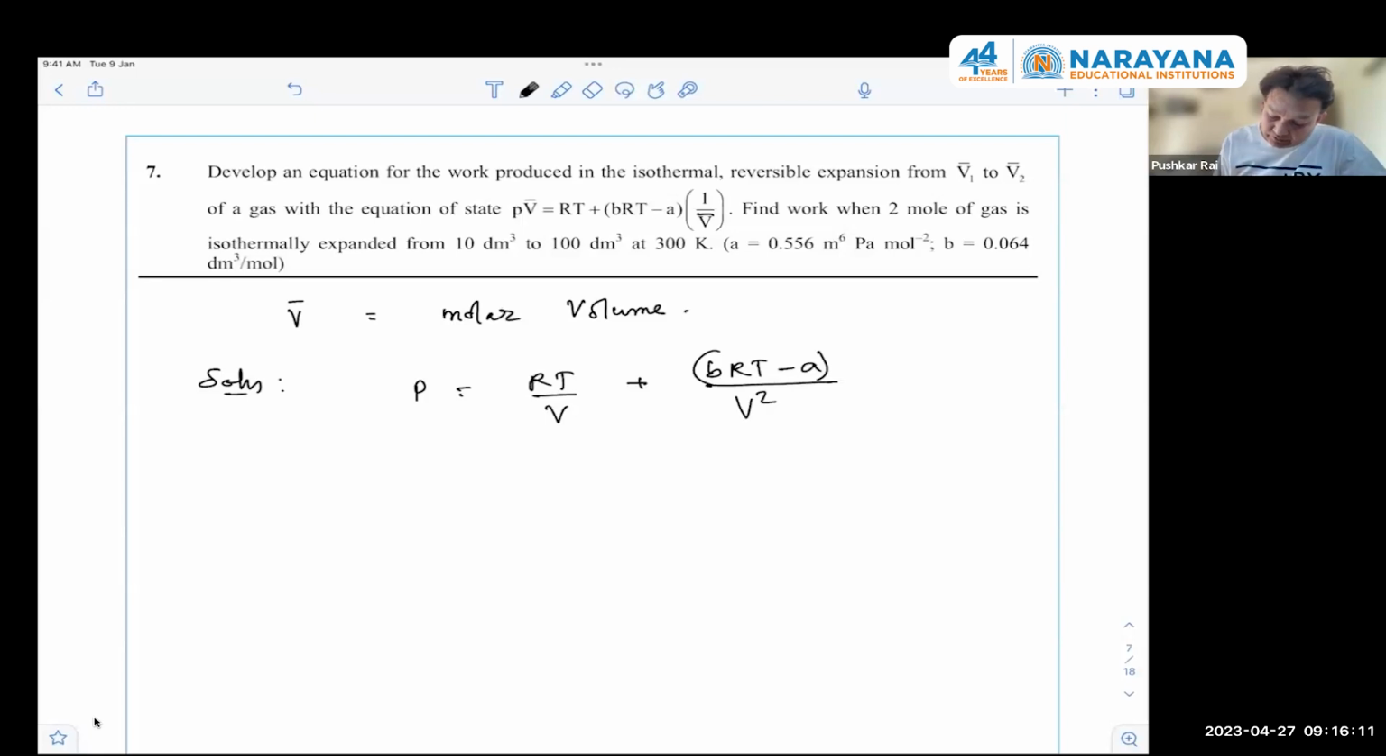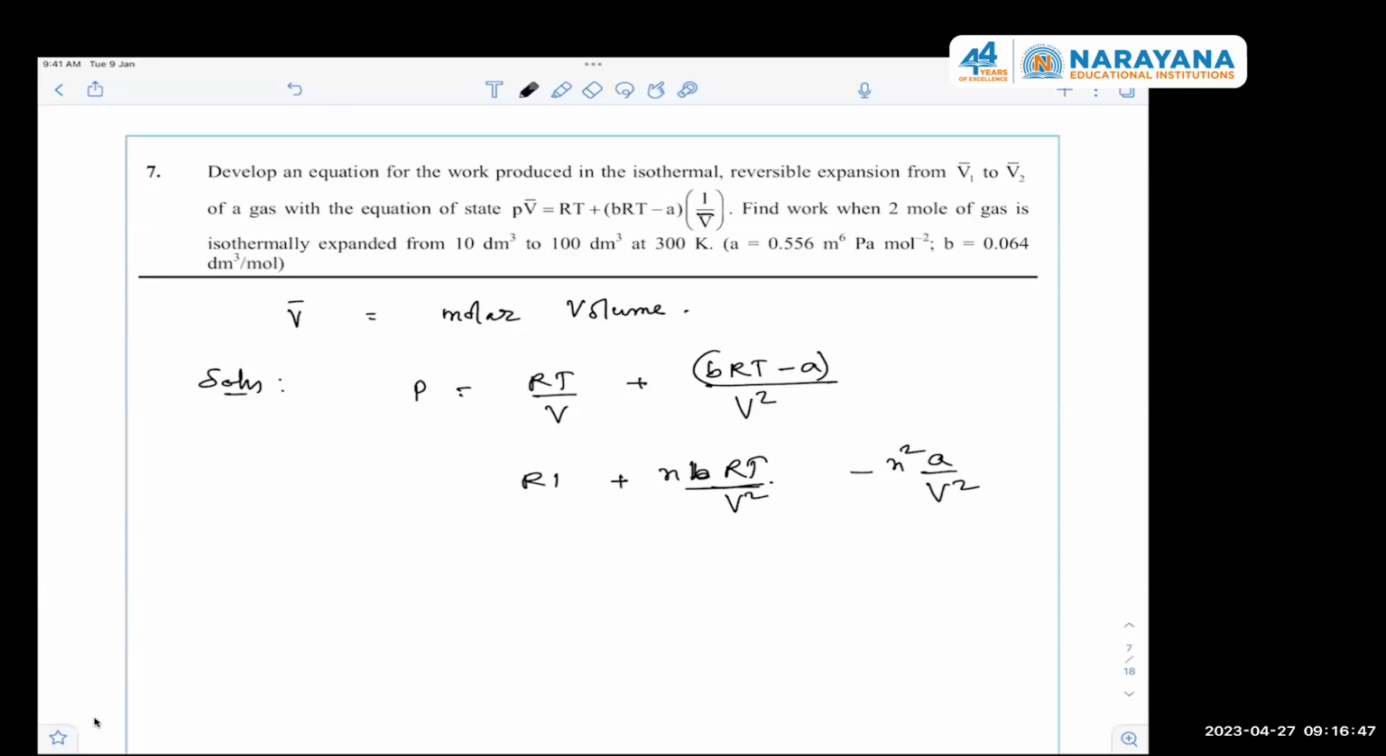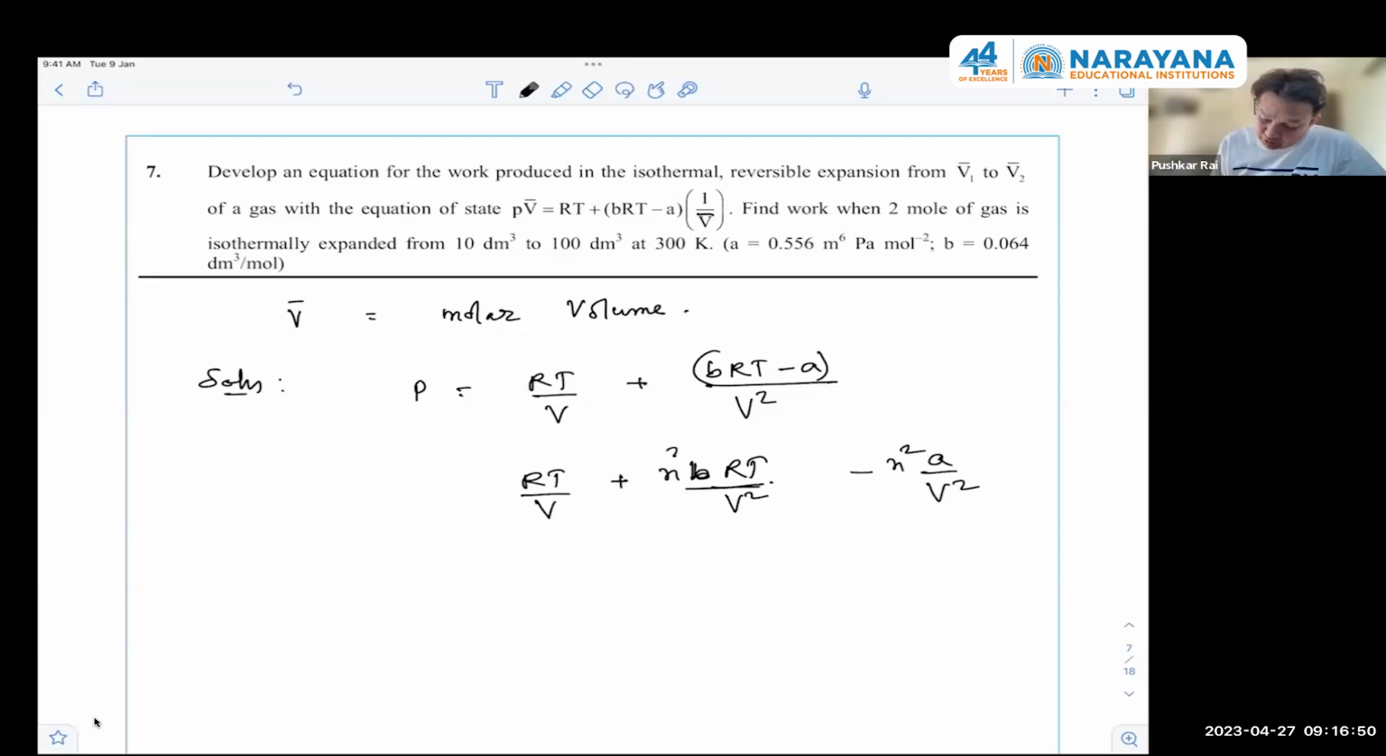Very good. So we can see that this is now bRT by V square. One V cancels, RT by V is pressure. So it should be nbRT by V square. Now coming to minus a by V square, and this a has a unit of volume square, pressure and mole inverse. So here it should be n square. Do you agree? So, sir, n square bRT by V square, sir. Here also n square. Yes, sir.